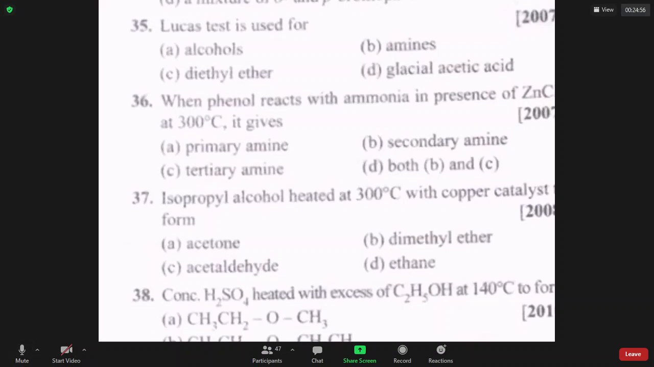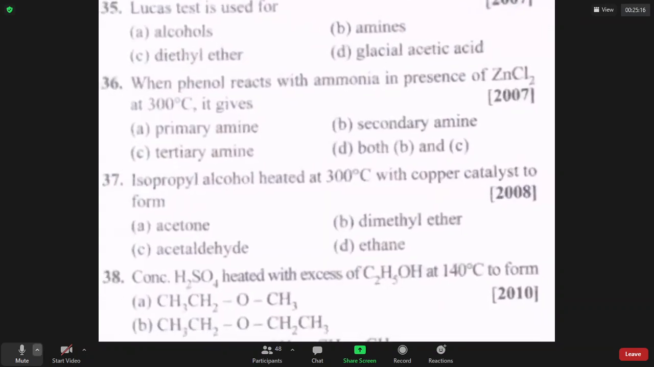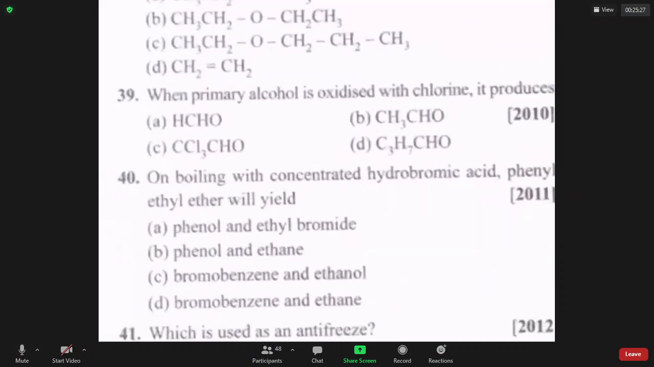Hello? Sir, Lucas reagent can replace the OH group with Cl. The OH group which can be easily replaced belongs to a tertiary alcohol. Question number 36. When phenol reacts with ammonia in presence of ZnCl2, what do you get, sir? It is a reaction that gives primary amine. Don't worry about that. Now let us go to question number 40.